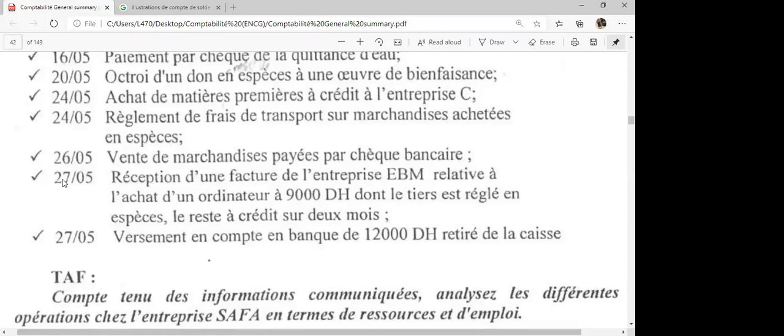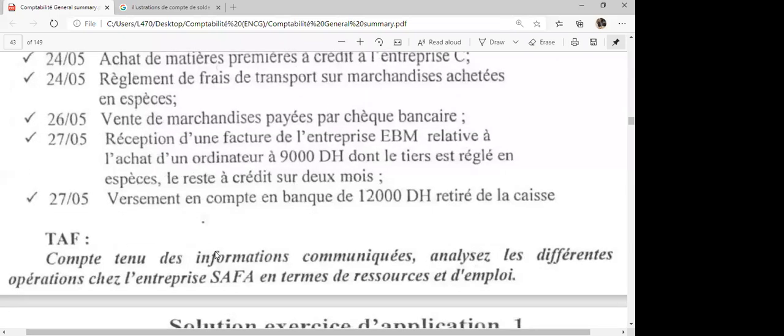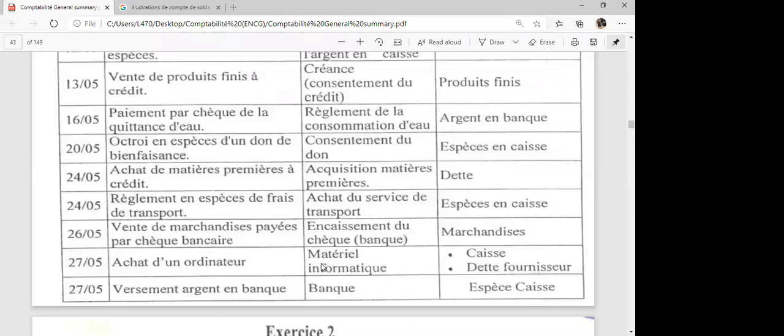Like I said, it's not always where you find one on each side. Here we have the person paying a sum of money of 9,000. And he did not pay for it in full. He paid something and promised to pay the other amount later. So in this case we have espèces, which is cash, and we have a credit. So we have two things on the same side. And on the other side, what we gained would be an ordinateur, a computer, the 27th. You can call it an ordinateur or matériel informatique.